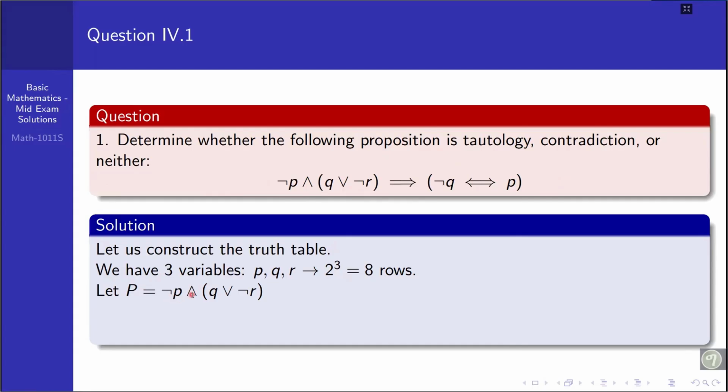Let's assume that capital letter P stands for the first if statement of this logical implication, which is negation of P and Q, or negation of R. Similarly, let us represent the second one by capital letter Q, which stands for negation of Q if and only if P. If we replace these, the statement becomes P implies Q. So the truth value of P implies Q will determine whether this compound statement is a tautology, contradiction, or neither.